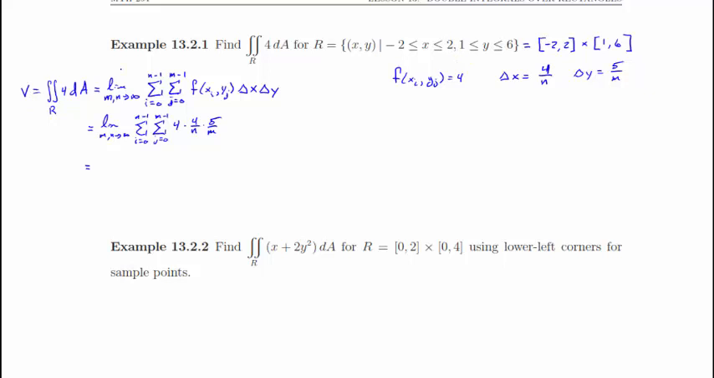But it's nice to start with a simple example for the purposes of just seeing how to set up this double Riemann sum. So the limit as m and n go to infinity of a double sum, i equals 0 to n minus 1, sum from j equals 0 to m minus 1. And this is 80 over n times m.